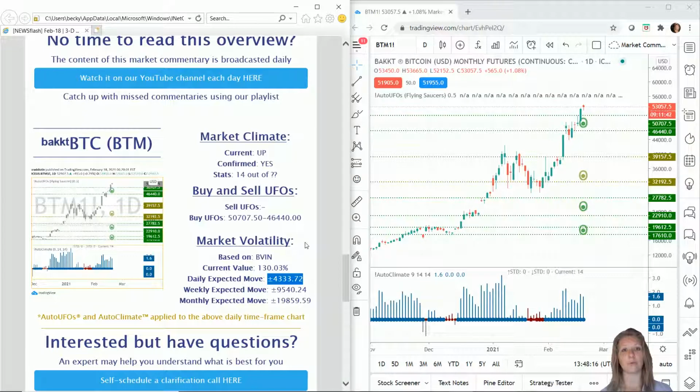Protect yourself, risk management, stack probabilities on your side as much as you can. In a week, we'd expect a movement up or down of 9,540.24, and in 1 month, up or down of 19,859.59. So again, these are very great movements, very big movements here in Bitcoin, and this would be true of most cryptocurrencies as well. So again, just be aware of that. It's not good, it's not bad, it just is. If you're going to trade it, be aware of it.